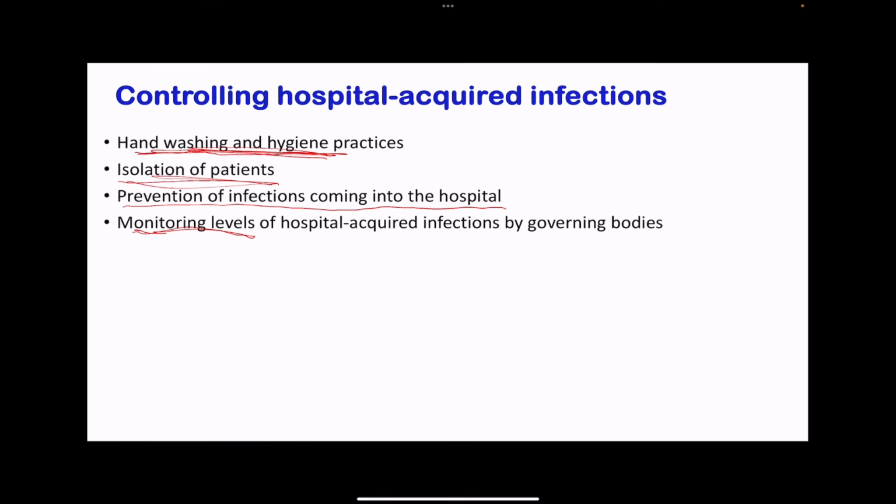And then there should be bodies that monitor hospital-acquired infections in order to study the trends, to see if these infections are increasing or decreasing, so that a specific solution can be reached. So this brings us to the end of this topic.